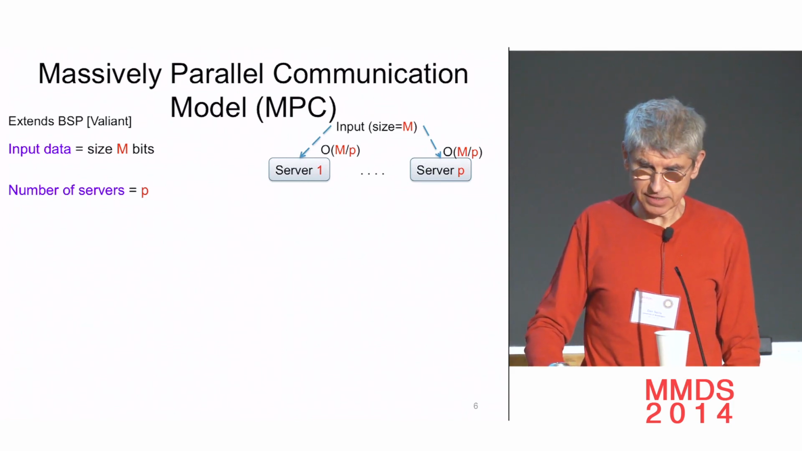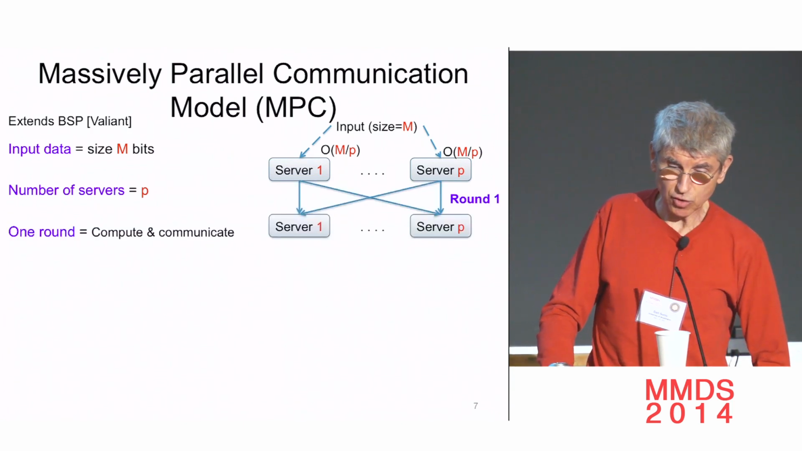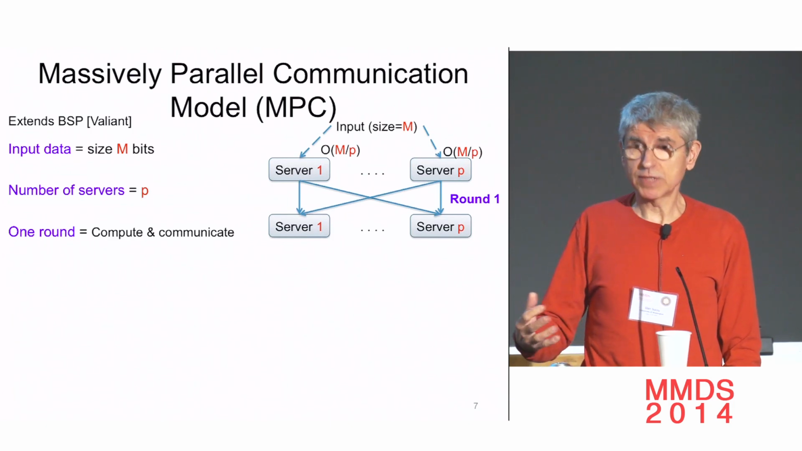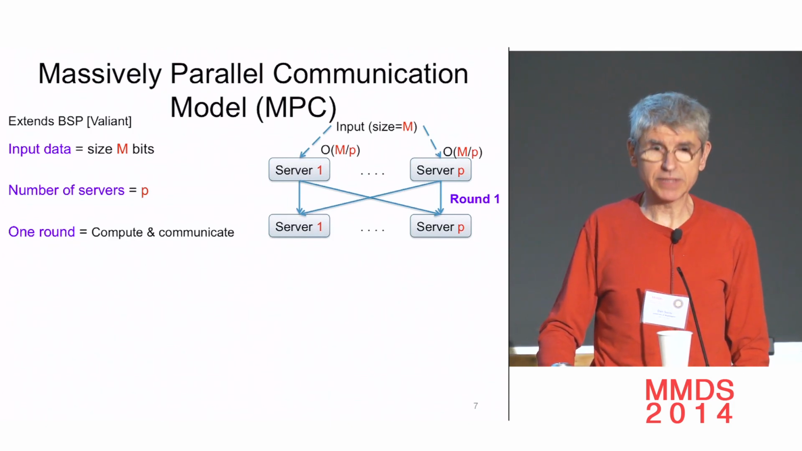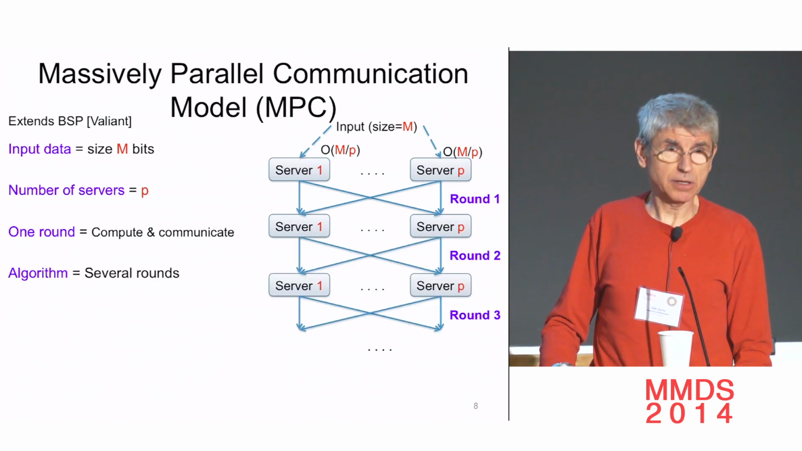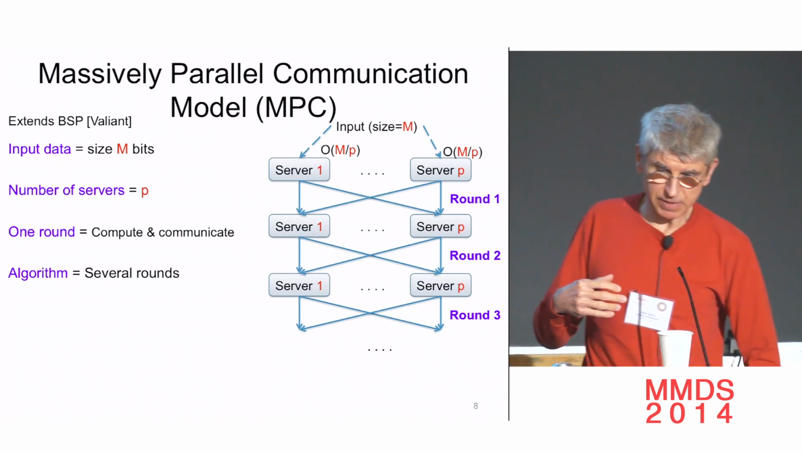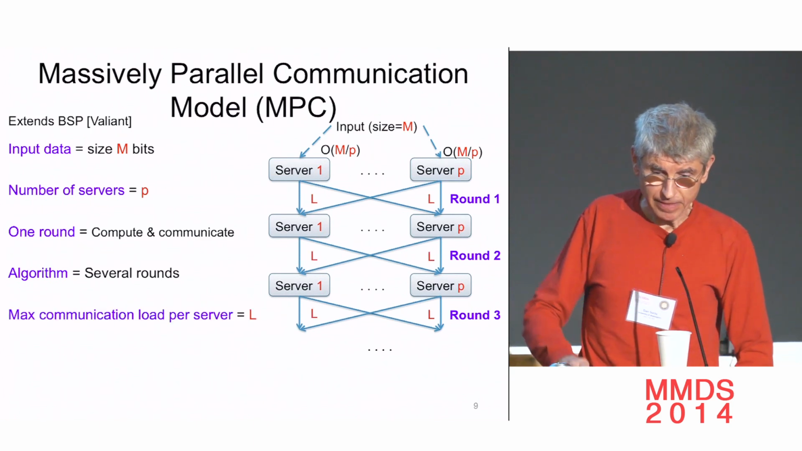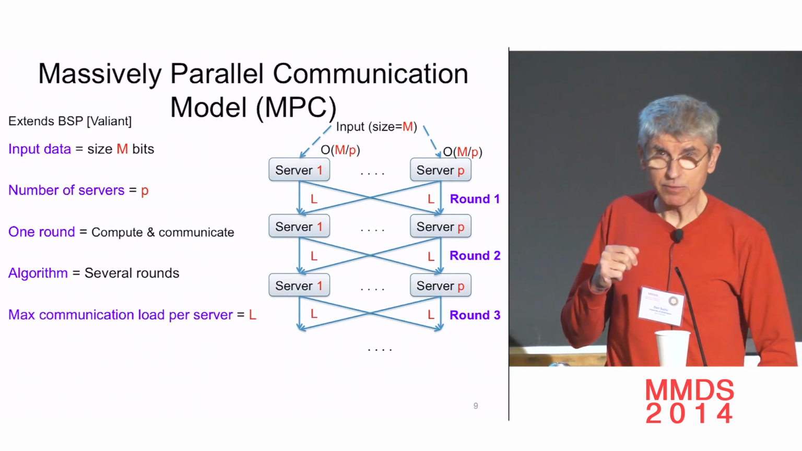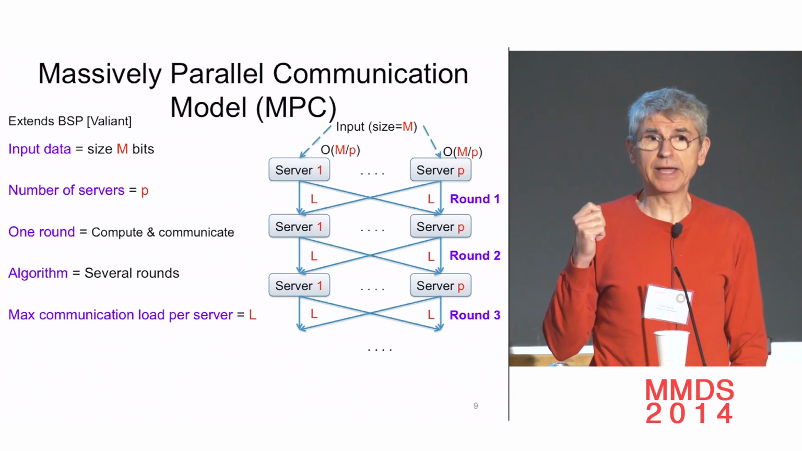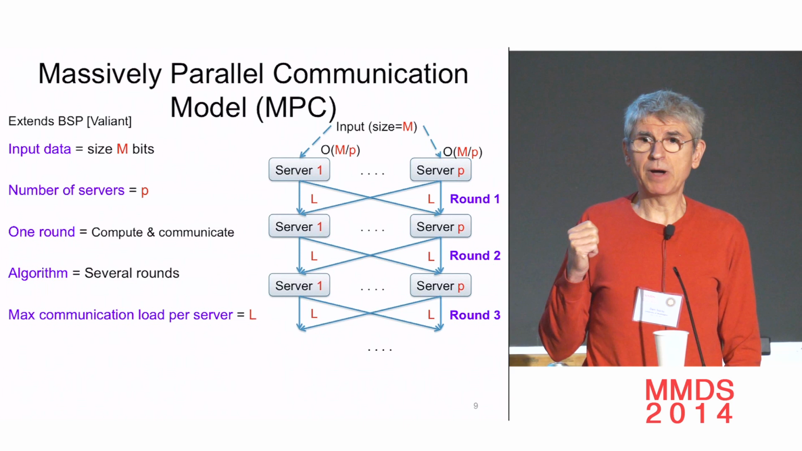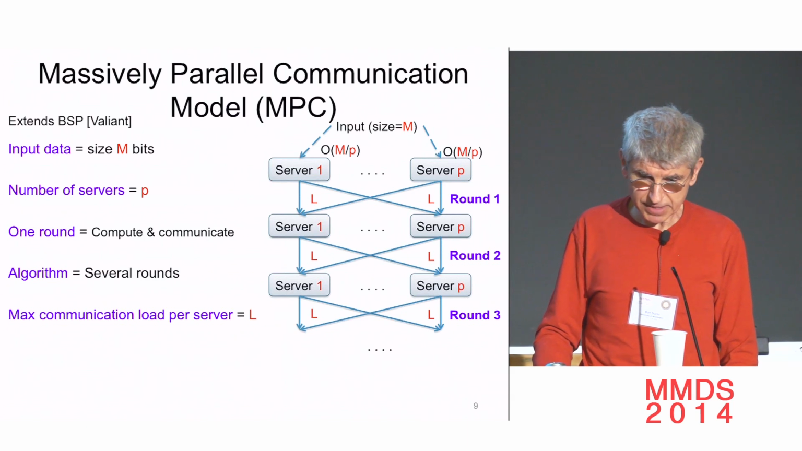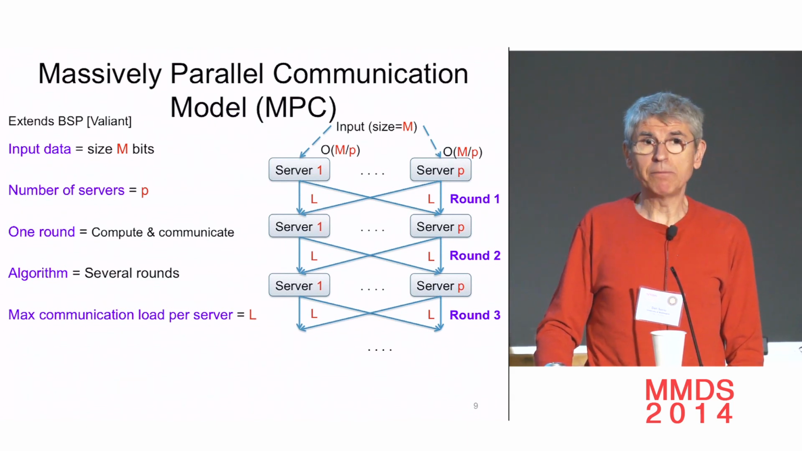Initially, the data is distributed uniformly on these P servers, and the communication proceeds in rounds. In every round, the servers do some local processing, and then they reshuffle the data. That's the communication. You can do this repeatedly, and an algorithm is a sequence of such rounds. Now, when they exchange the data, I'm going to denote by L the maximum amount of bits received by any server. So the total amount of communication is at most P times L. L is the complexity I want to study.